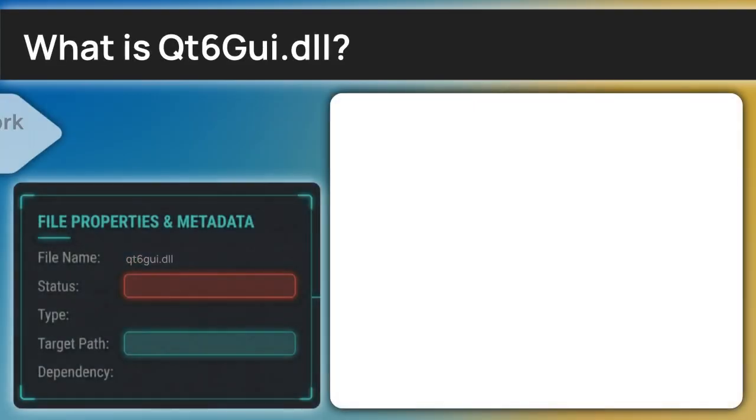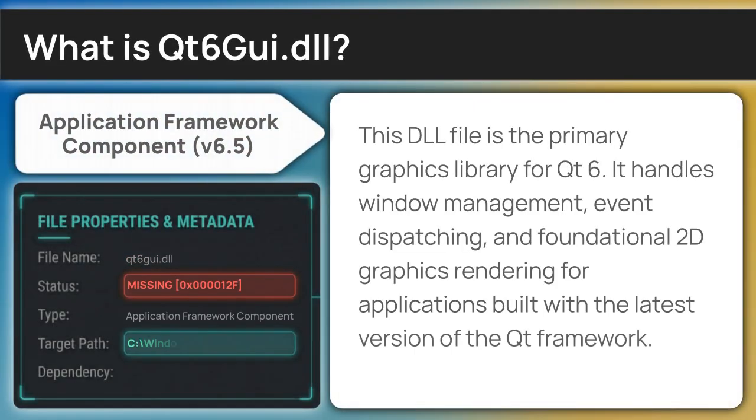This DLL file is the primary graphics library for Qt6. It handles window management, event dispatching, and foundational 2D graphics rendering for applications built with the latest version of the Qt framework. Now let's get this fixed up.